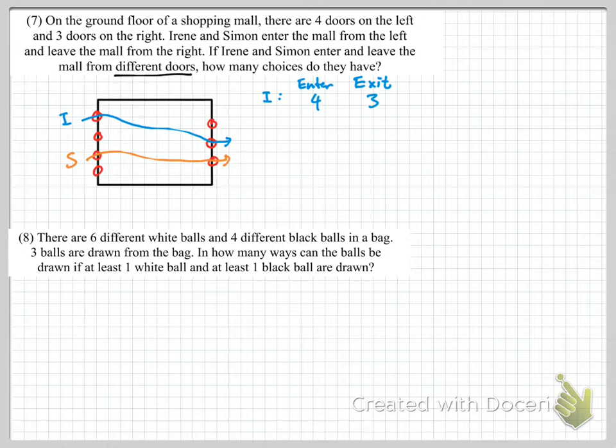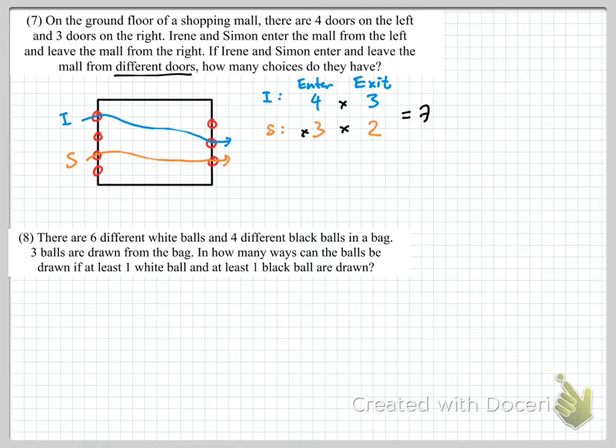How about Simon? Because Irene already used up one of the doors, Simon is only down to 3 ways to enter the mall. And likewise, because one door is already taken by Irene to exit, Simon has only 2 choices in exiting. So we multiply all these together because they are connected with and, and they are not mutually exclusive. They are in fact independent. So the answer is 4 times 3 times 3 times 2. The answer goes to 72.